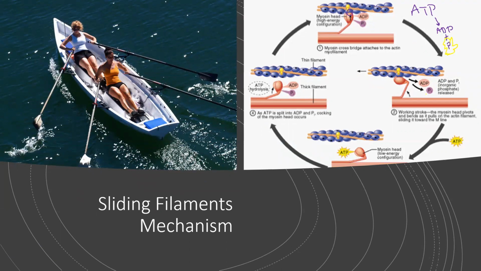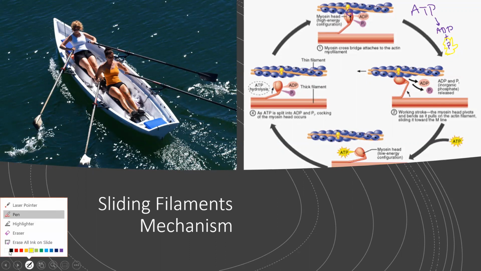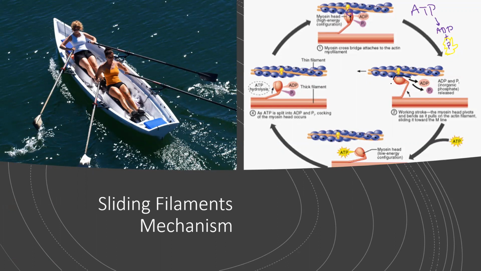Well, that energy is going to cause something called the power stroke, which is going to cause the myosin head to move the actin and slide it over. So what's going on when a muscle contracts is that it's actually shortening. And you see this when you flex your bicep. If you flex your bicep, it actually gets smaller. That's why it groups up and becomes bigger.